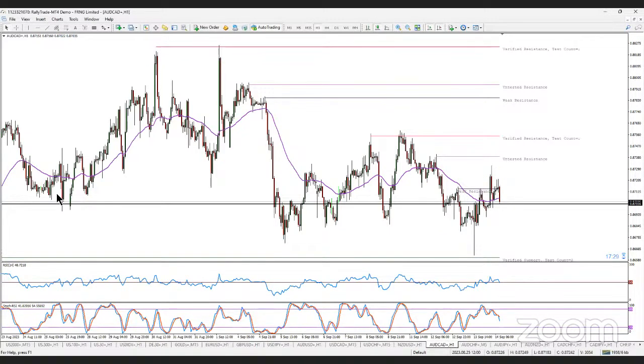CMP means current market price. CMP means current market price.